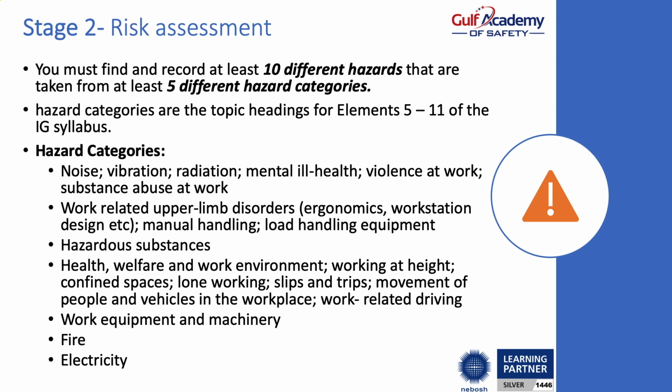You will now need to complete a risk assessment of your organization. You must find and record at least 10 different hazards that are taken from at least 5 different hazard categories. For the avoidance of doubt, hazard categories are the topic headings for elements 5 to 11 of the IG syllabus, which are included below for your reference.